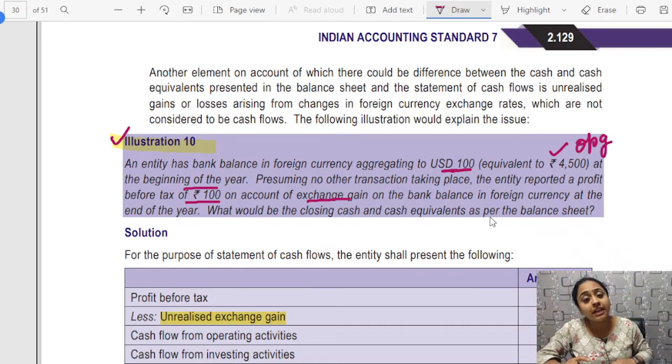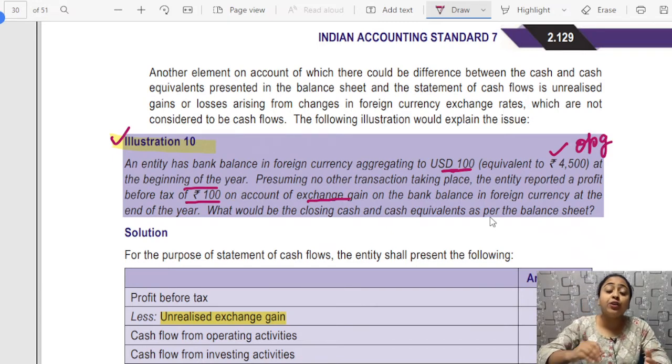If it has been included in P&L itself, okay, as per the profits, then you need to remove it or adjust it under the head non-cash item. Okay, so there has been a profit of rupees 100 on account of exchange gain on the bank balance in foreign currency at the end of the year. What would be the closing cash and cash equivalent as per the balance sheet?